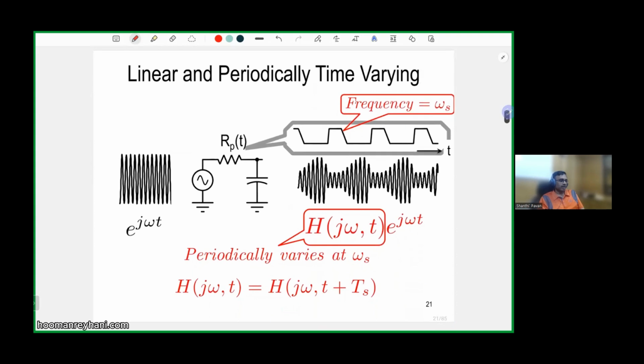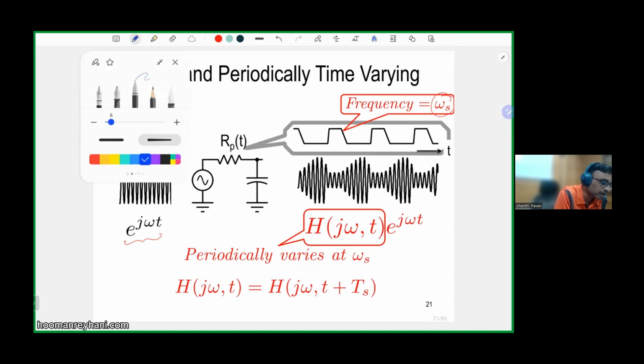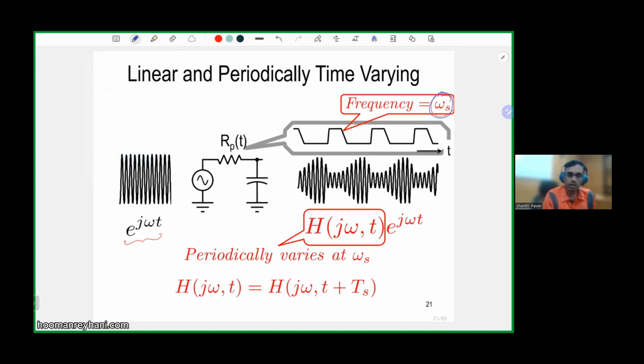So now we have two periodic things to be worried about. One is the input signal, which is a sine wave with frequency omega, and the other is the rate at which you're varying the system, and we're going to call that omega sub s.